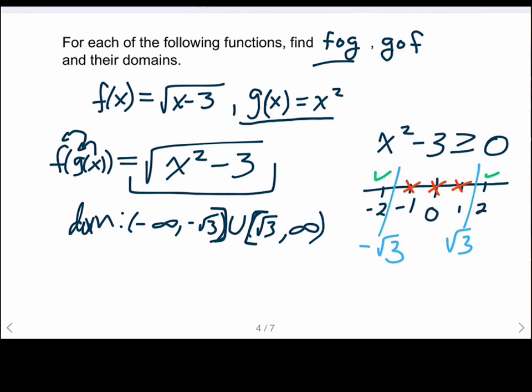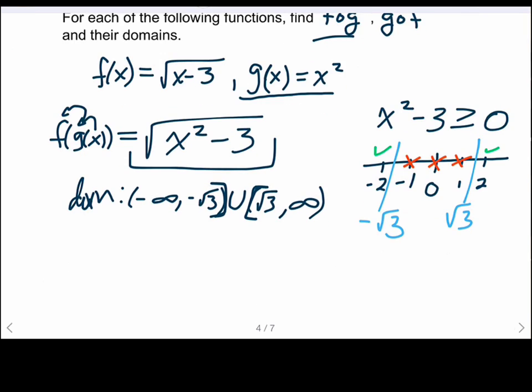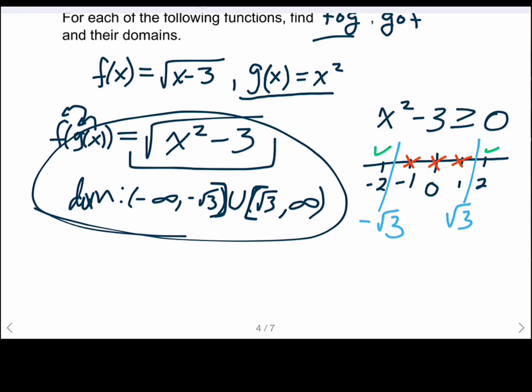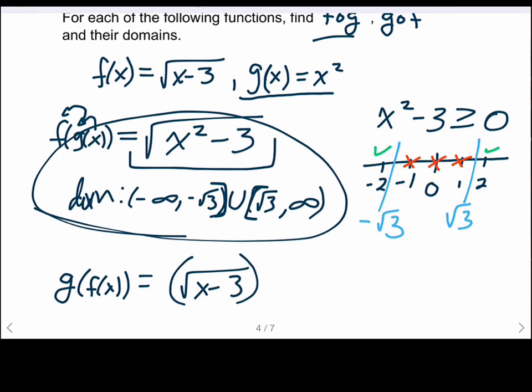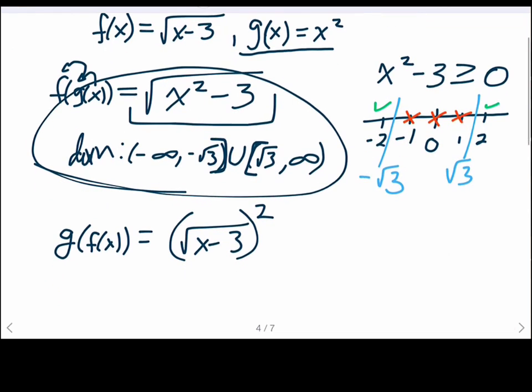Next, we're looking at g composed with f. Well, let me circle this as the answer. Now, g of f of x says to take the rule for f of x, which is the square root of x minus 3, and put it inside of g, and so square that result.